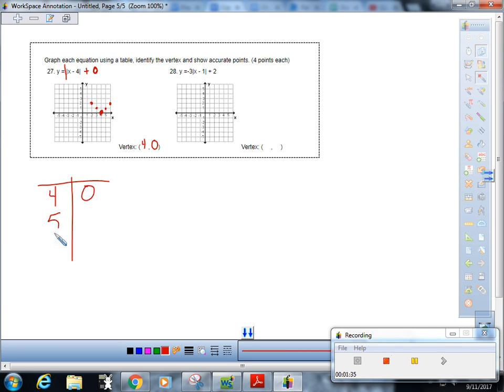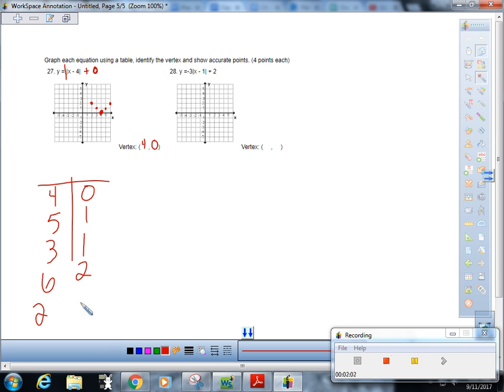When you put in a 5, 5 minus 4 is 1. You get a 1. When you put in a 3, 3 minus 4 is -1. The absolute value of -1 is +1. You get a 1. So I'm pretty convinced that my answer is right, but I'm going to try one more. If I put in a 6, I get a 2. And if I put in a 2, I'm also going to get a 2, because 2 minus 2 is -2, and the absolute value of -2 is +2.